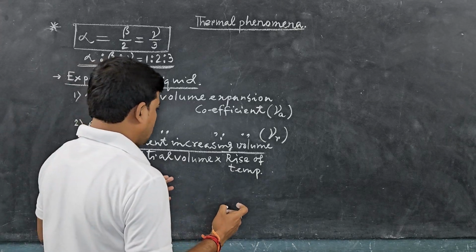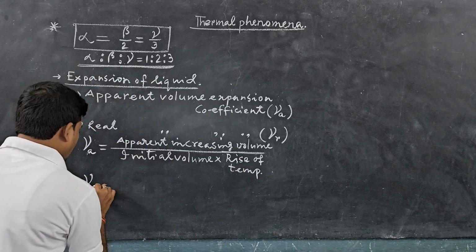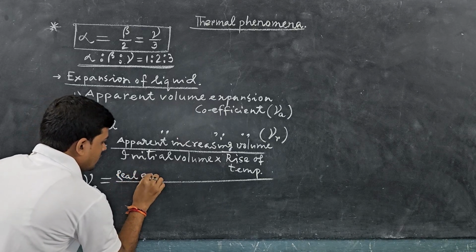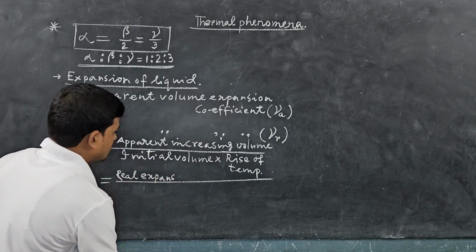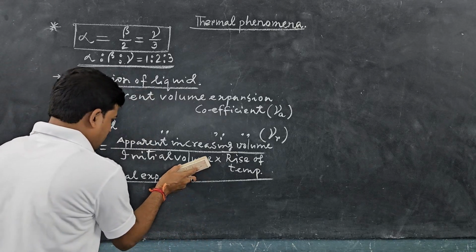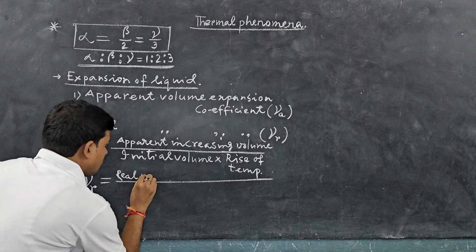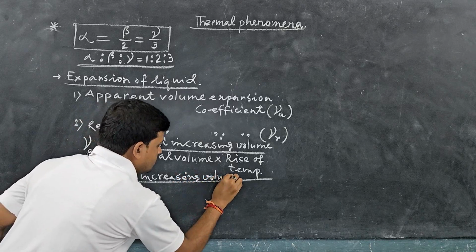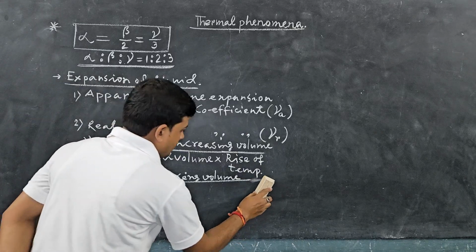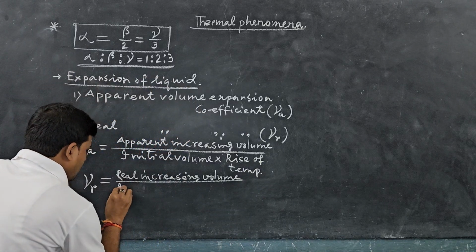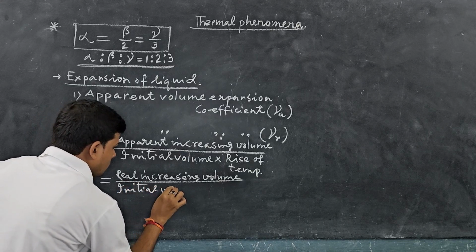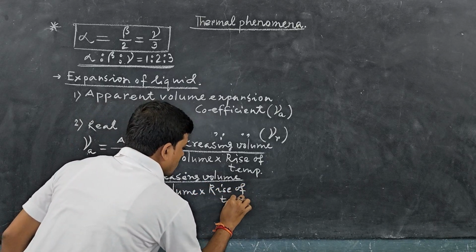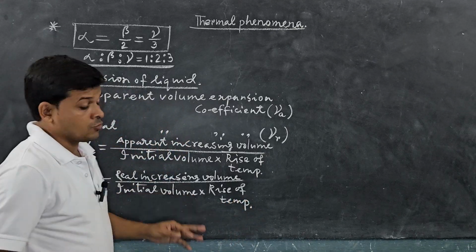For the real volume expansion coefficient of the liquid, we can write gamma R. This is equal to the real increasing volume or expansion, divided by the initial volume into the rise of temperature. So this will be the real volume expansion coefficient of the liquid.